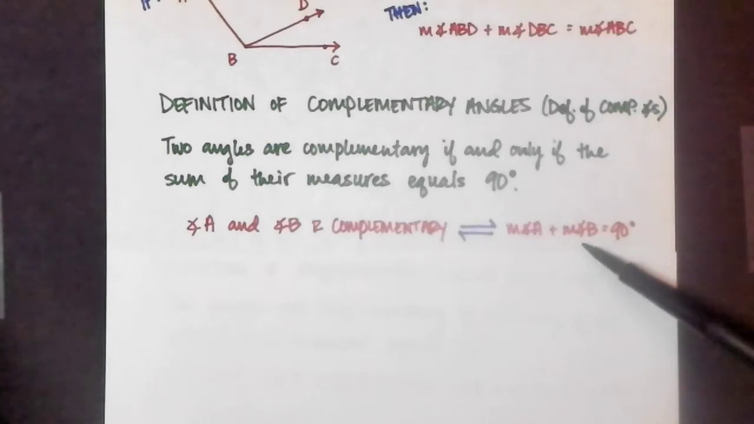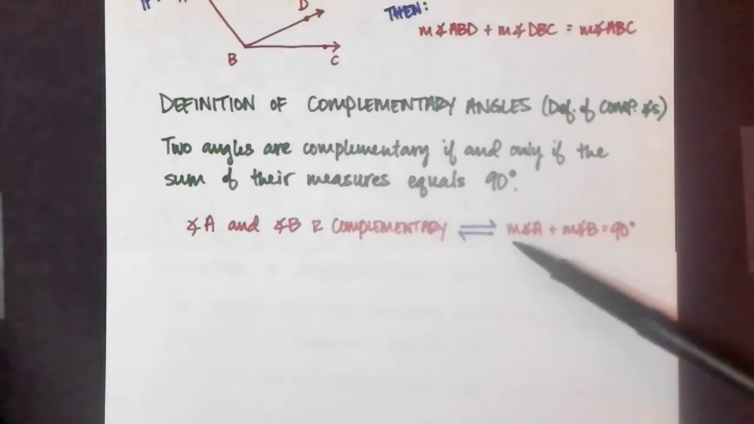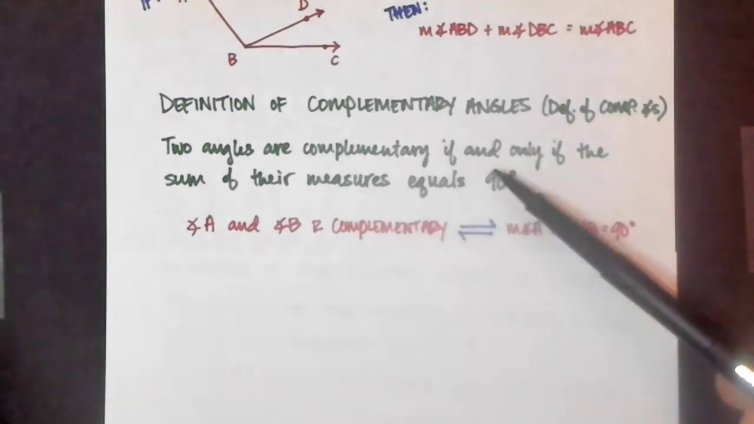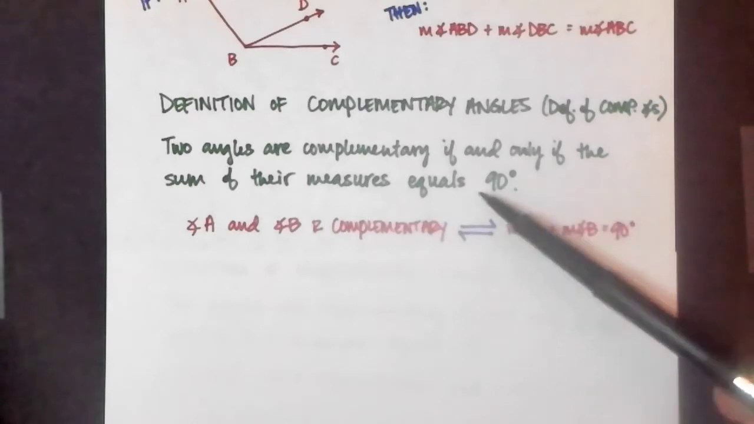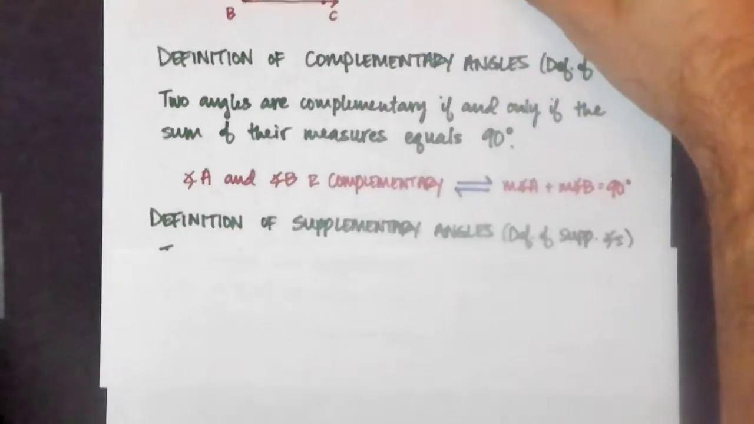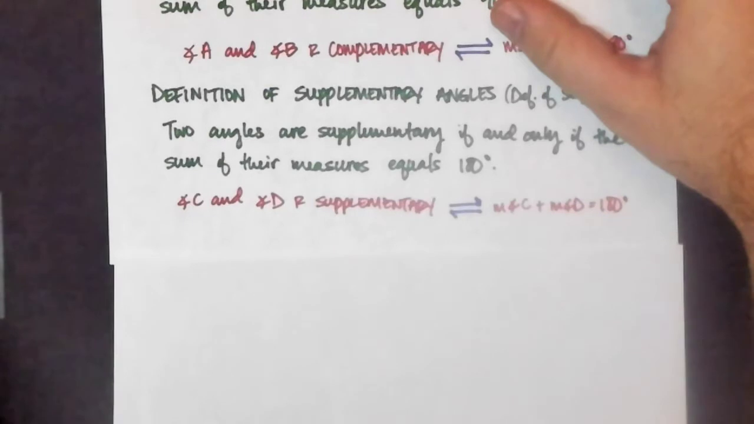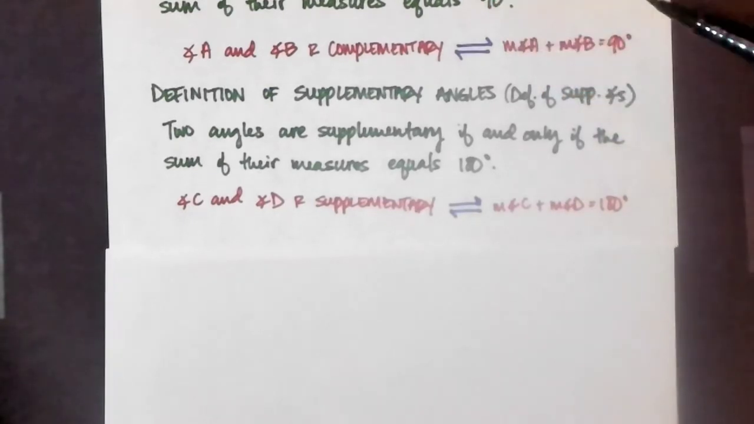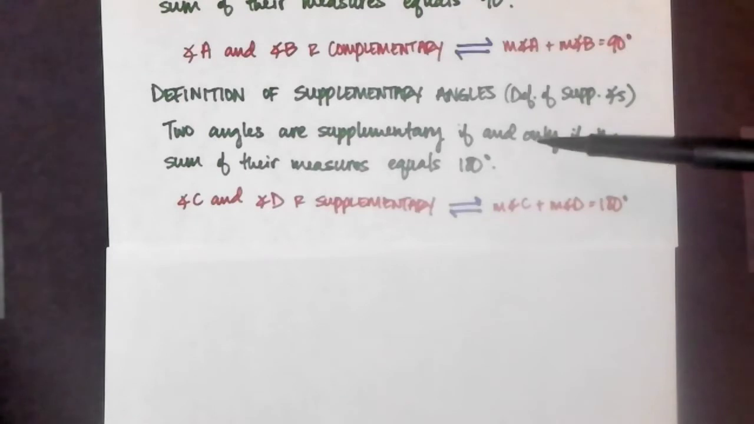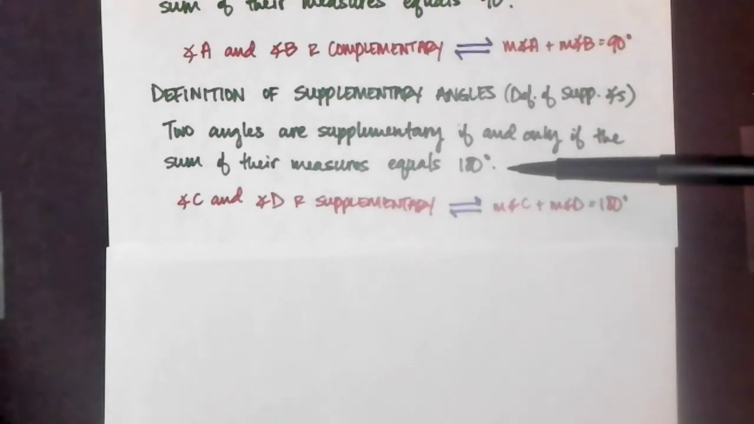If you're given this in your proof, then you can conclude that angle A and angle B are complementary. It works in both directions, right? If and only if tells us that these two statements are biconditional. Now, what usually goes with complementary, we then talk about supplementary angles. The definition of supplementary angles is that two angles are supplementary if and only if the sum of their measures equals 180 degrees. So complementary is 90, supplementary is 180.